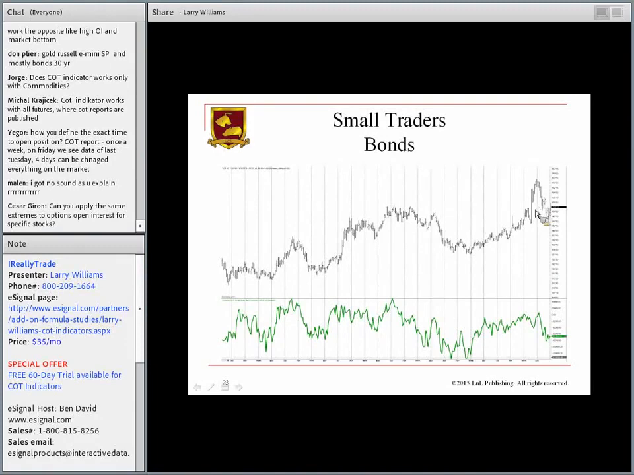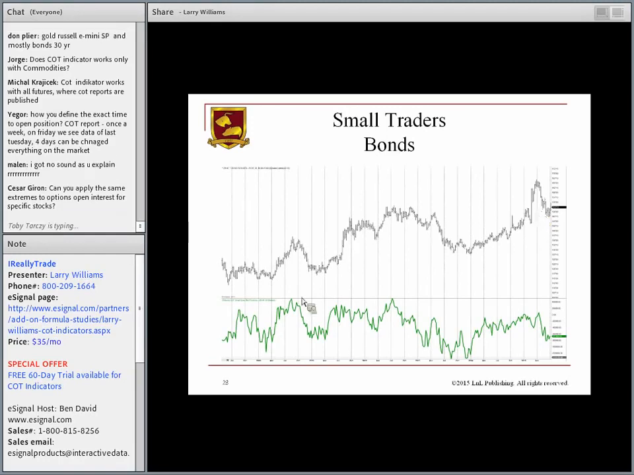And questions come in: how do you define the exact time to open a position? Well, again, I'm not really concerned about the trader report as a timing tool. It's a setup tool. So when the market shows me that the small speculators are crazily long this market, or they won't touch the market with a 10-foot pole, then I'm going to look for a signal to get in.